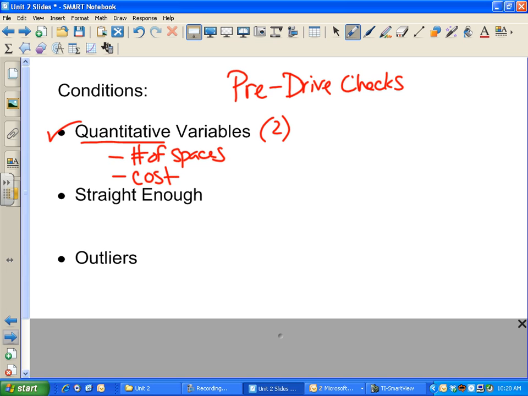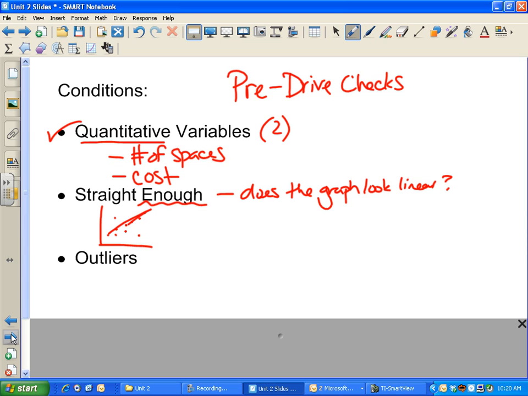Is it straight? Well, I've used this interesting word, enough. When I create a scatter plot, does it look linear? That's kind of what I'm asking myself. Or mostly linear? Well, remember our graph from Monopoly. Wow, I mean, it looked amazing. There were a couple of little strange points, but overall it looked great. So we're good to go there.